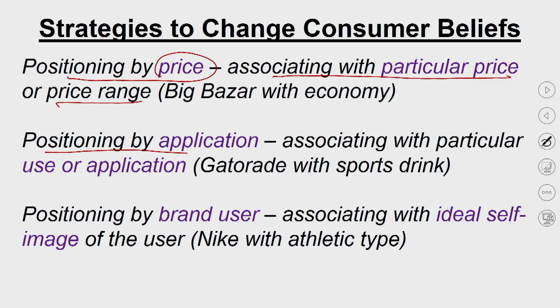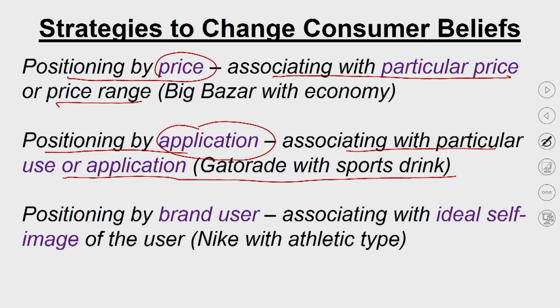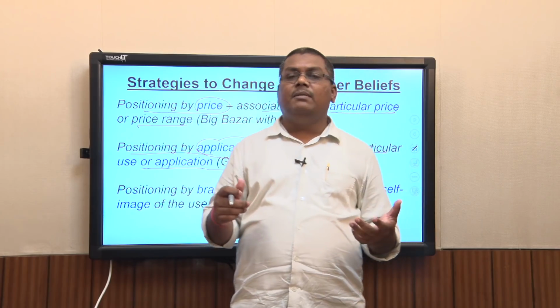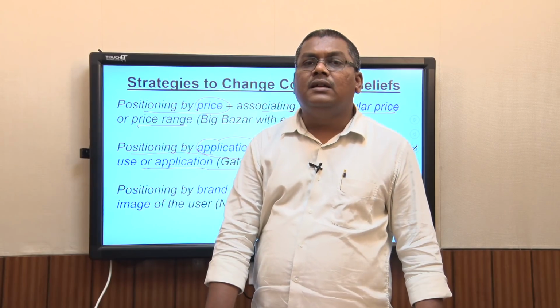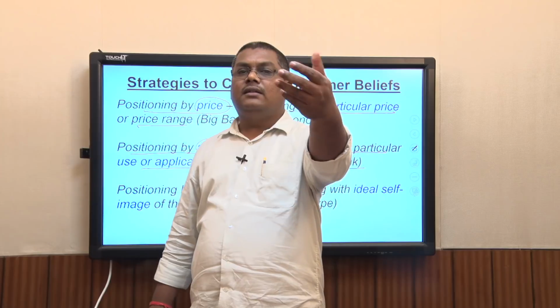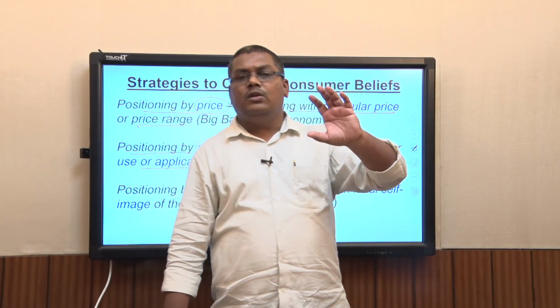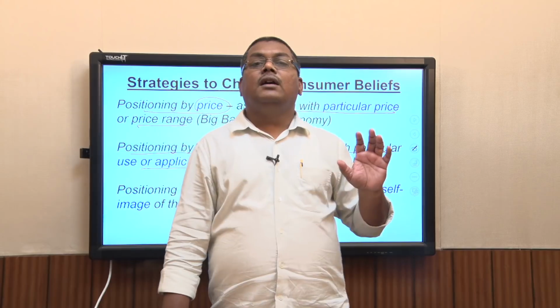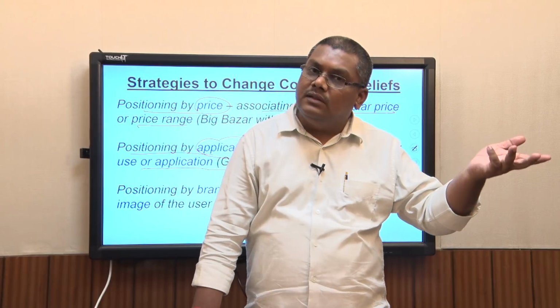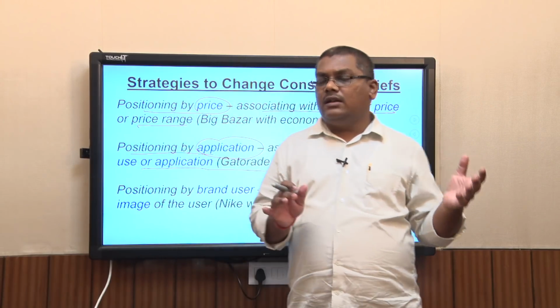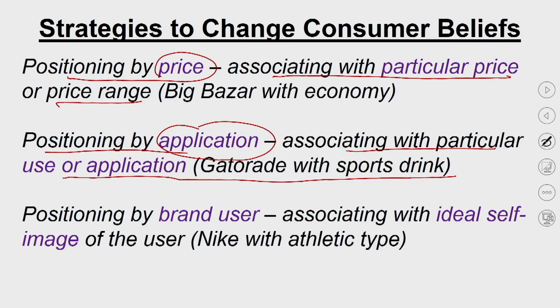Marketers can also position their product through an application, for example, associating with a particular use or application. Gatorade with sports drink. I can have a particular kind of product and relate it to a particular application. So I can say Gatorade is only a sports drink, so most sports people drink that. Or some other product, like decaf coffee for some kind of people. So I can position my product through a particular application.